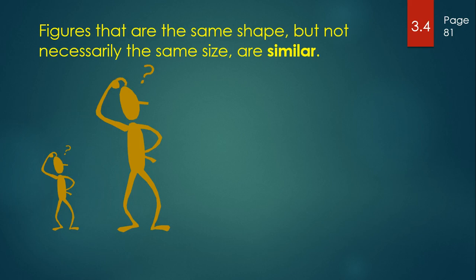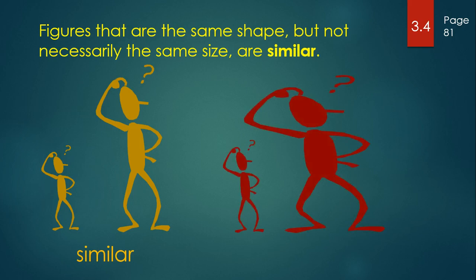These two fellows are similar, and these two aren't. Now the ones on the left are similar because the larger guy is twice as wide and twice as tall as the shorter guy. The ones on the right are not similar because even though the larger guy is twice as tall, he's about 4 times as wide.